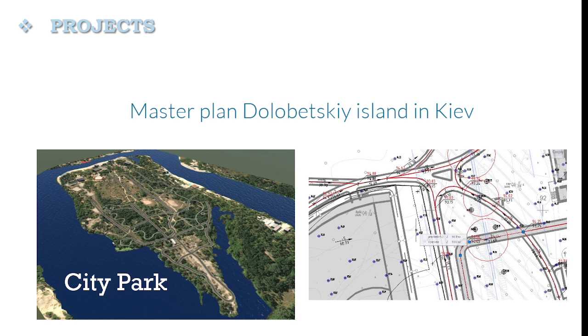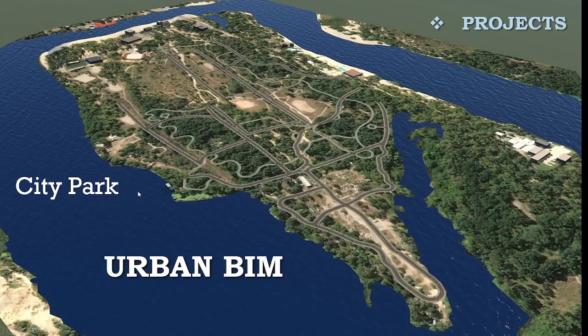In a project we took part in, we planned a city park on one of the islands in the city of Kyiv on the Dnieper River. The project involved the arrangement of pedestrian paths, sports grounds, and recreation areas for the citizens of the city of Kyiv.